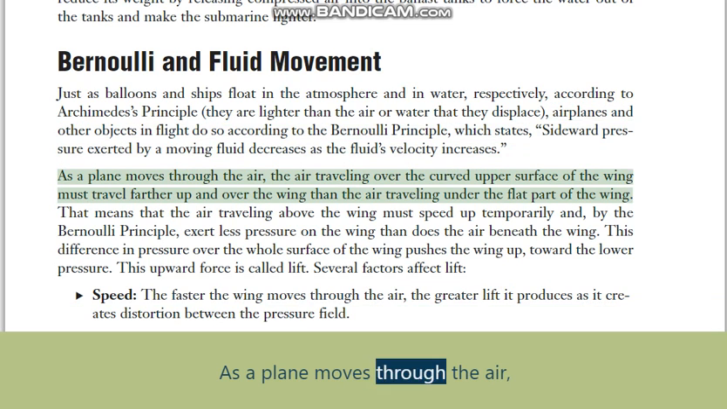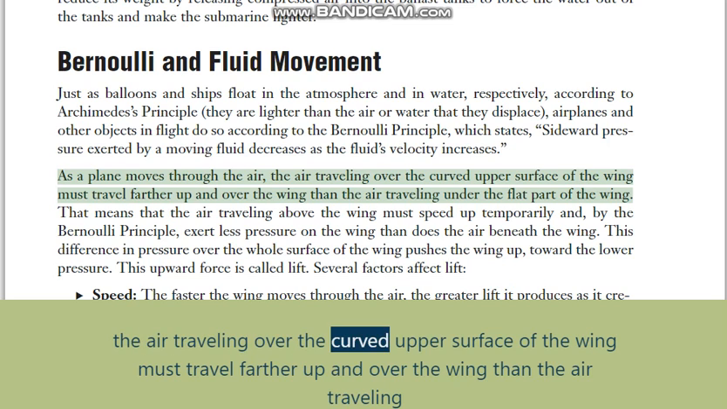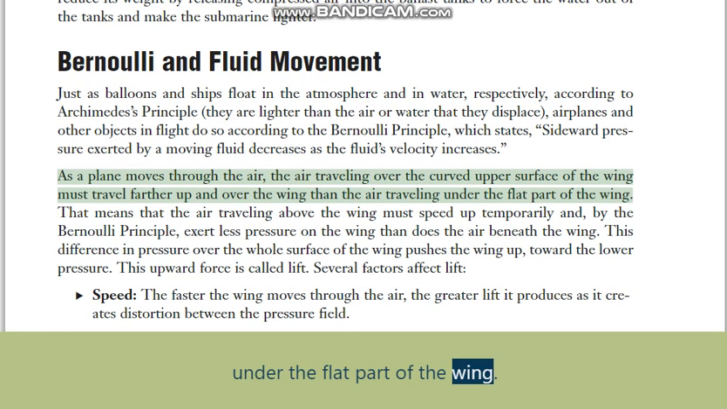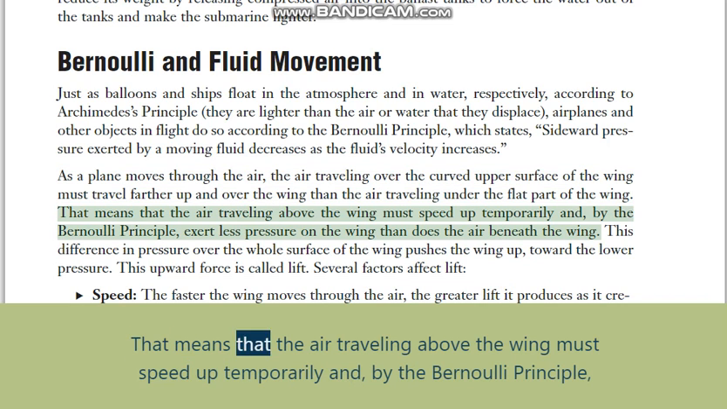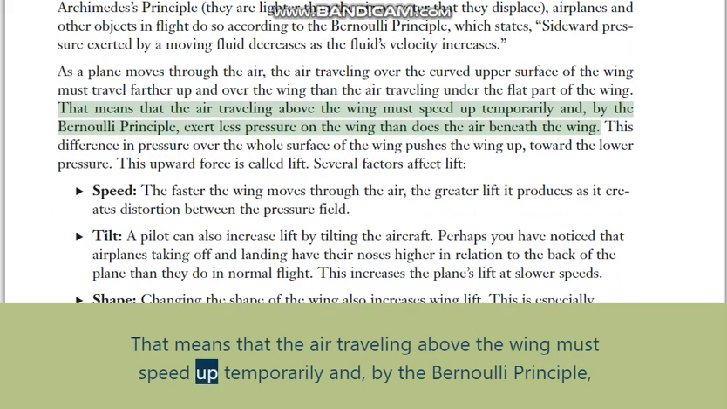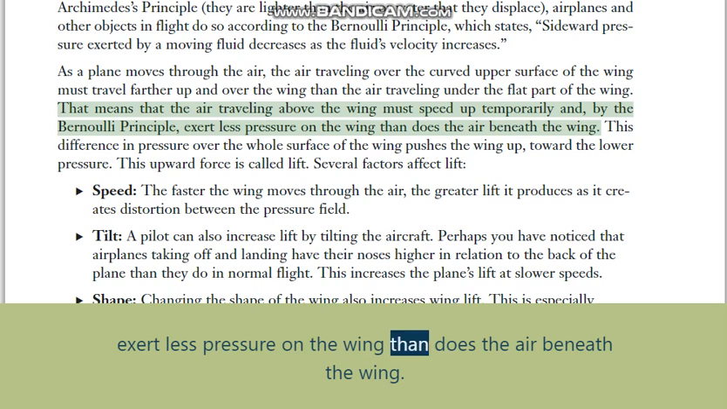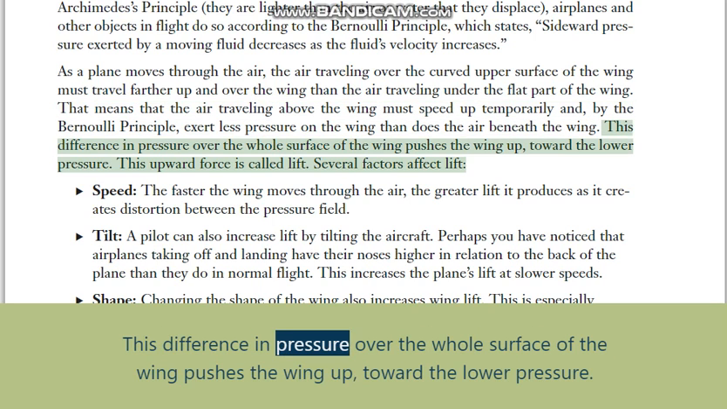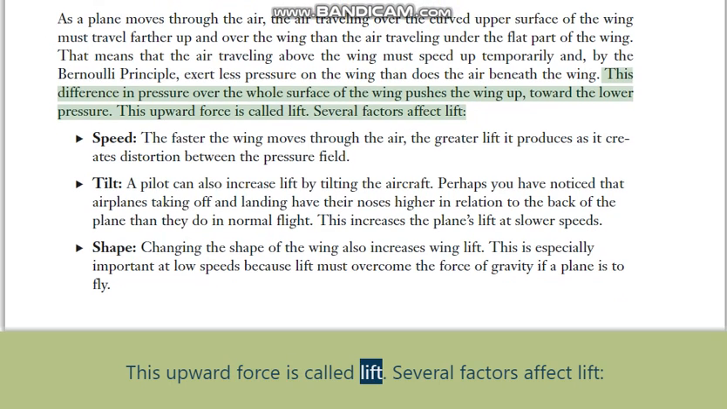As a plane moves through the air, the air traveling over the curved upper surface of the wing must travel farther up and over the wing than the air traveling under the flat part of the wing. That means that the air traveling above the wing must speed up temporarily and, by the Bernoulli principle, exert less pressure on the wing than does the air beneath the wing. This difference in pressure over the whole surface of the wing pushes the wing up toward the lower pressure. This upward force is called lift.